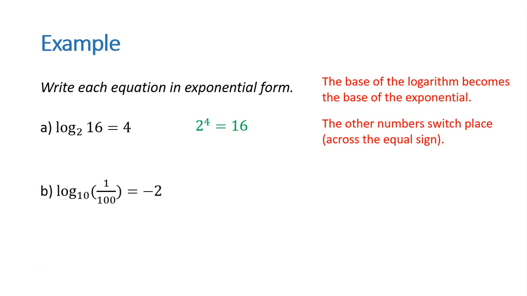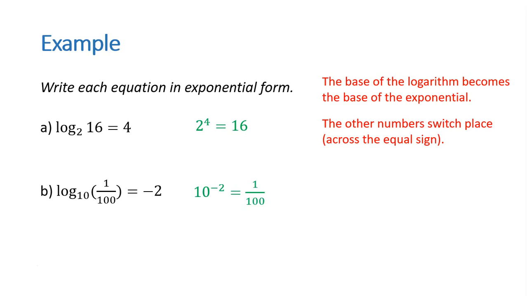So log base 10 of 1 over 100 is equal to negative 2. So the base of the logarithm is 10. This becomes the base of the equivalent exponential. So when we write it in exponential form, it's going to be an exponential base 10. And then our other two numbers switch places. So in exponential form, the equivalent equation is 10 to the negative 2 is equal to 1 over 100.